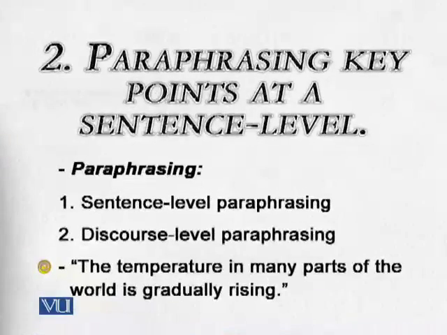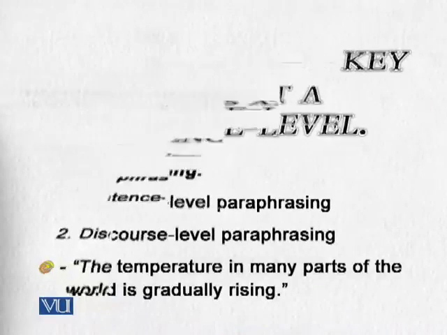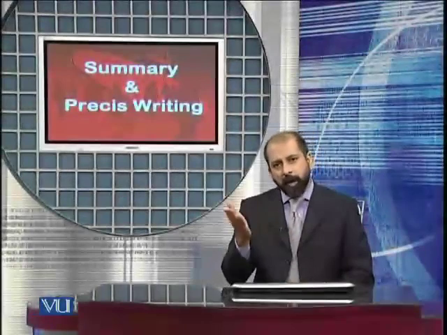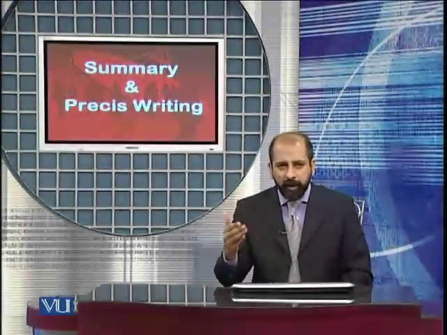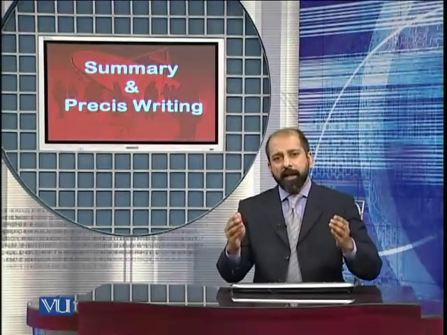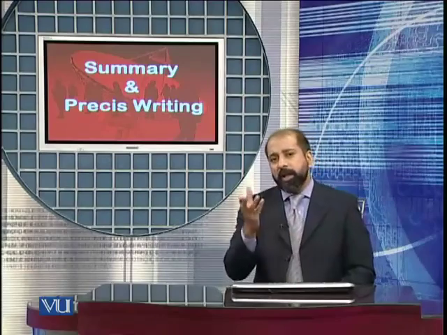The temperature in many parts of the world is gradually rising. Now, this sentence is talking about temperature, different parts of the world, gradually rising. Now, three points are there. Word-level paraphrasing will be translating these three words into other words, I mean, finding the synonyms of these three words. Deep structure will be understanding the whole theme of the sentence and translating that theme into different language.